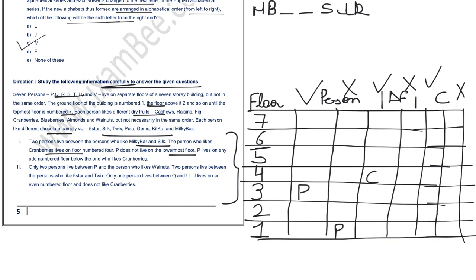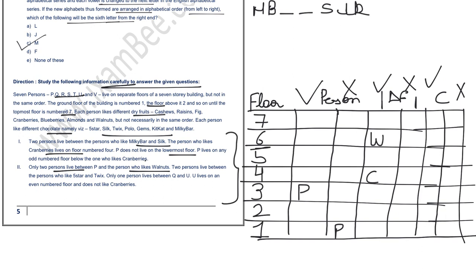Now it is given to you that only 2 persons live between P and the person who likes walnut, right? So there is a gap of 2 persons between P and who likes walnut. So it is definite that the person who likes walnut must live on the 6th floor, because there are 2 persons between P and the person who likes walnut. Below P, it's not possible to place 2 persons. So the person who likes walnuts must be at the 6th floor, right?